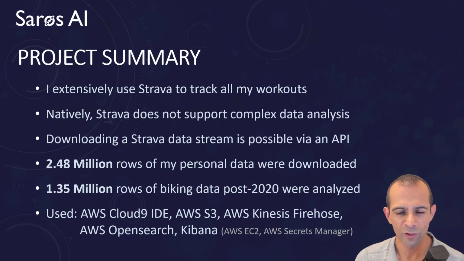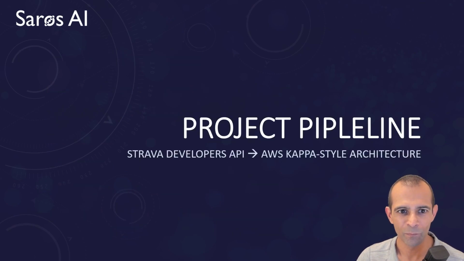For my personal data, this was 2.5 million rows of data. Once I filtered it for biking-only activities post-2020, I ended up with 1.35 million rows of data, which is what I used for this project. For my pipeline, I used AWS Cloud9, AWS S3, AWS Kinesis Firehose, AWS Opensearch, Kibana, AWS EC2, of course, and AWS Secrets Manager for storing my credentials.